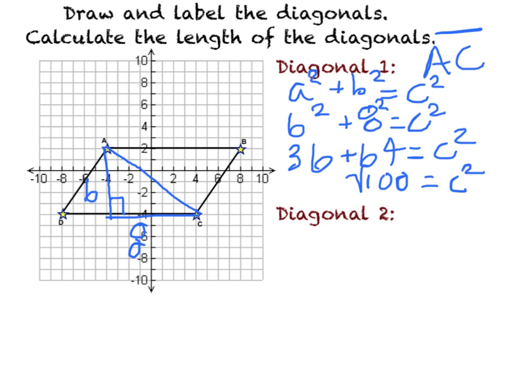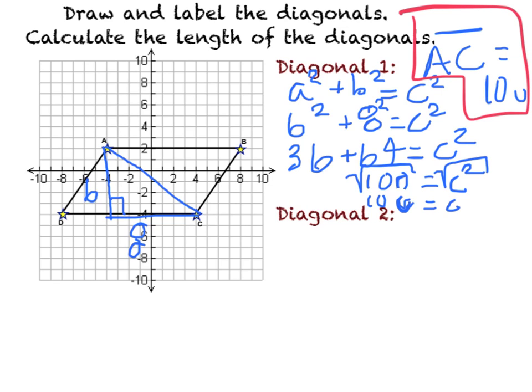And then again, to get c, I take the square root of both sides. So 10 units, that is my mistake there. The square root of 100 is 10. 10 units is my c. That's supposed to be a U there for unit. So line segment, or I should say diagonal AC, is equal to 10 units.